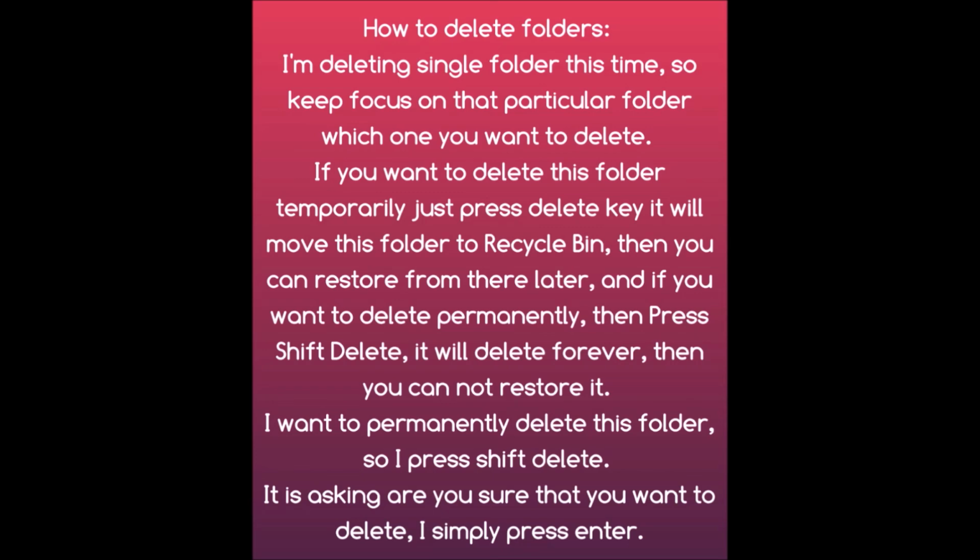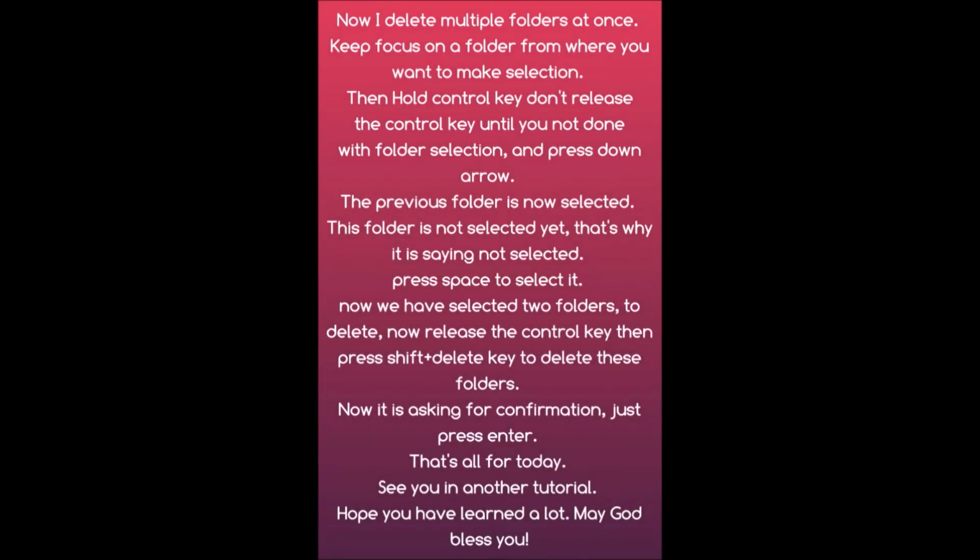Keep focus on a folder from where you want to make selection. Then hold Control key. Don't release the Control key until you are done with folder selection, and press down arrow. My second folder, 2 of 10. The previous folder is now selected. Not selected. My third folder, 3 of 10. This folder is not selected yet. That's why it is saying not selected. Press space to select it. Control space. My third folder. Now we have selected 2 folders.